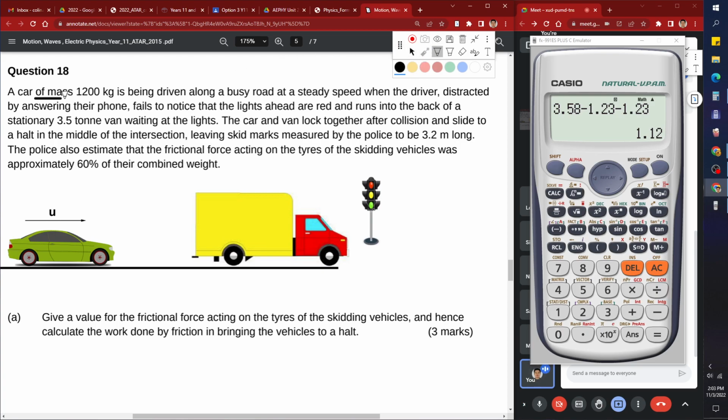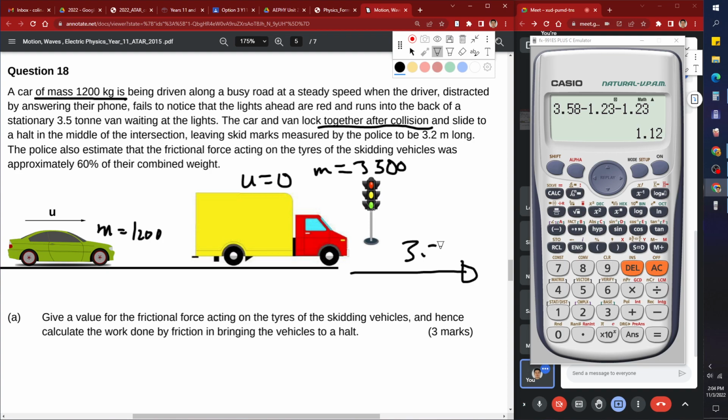We have a car. Car has a mass. If I have a diagram, I'll just write it there with the diagram so I don't lose the information. If I can look at this information, it's much quicker than me reading everything again. So please take the time. It runs into the back of a stationary one. So this one's u equals 0, and its mass is 3.5 tons, so that's 3,500 kilograms. Make it all the same. The cars lock together and slide to a halt in the middle. Skid marks. And they slide 3.2 meters.